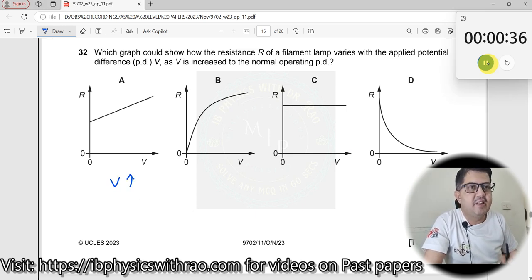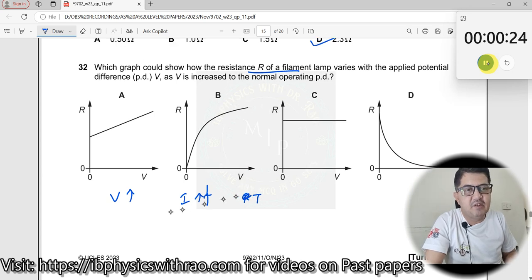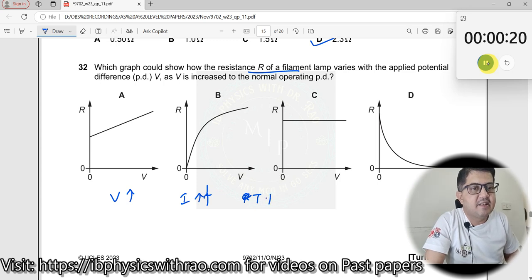So in this given circuit, the resistance of a filament, when you increase the voltage, then what can happen? Current will increase. When current increases, what will happen? The power dissipated in the resistance will increase. As a result of this, the temperature will increase, and when temperature increases, resistance will also increase, right?